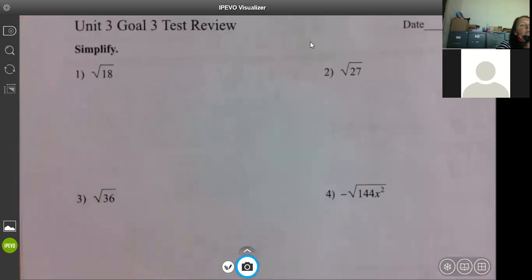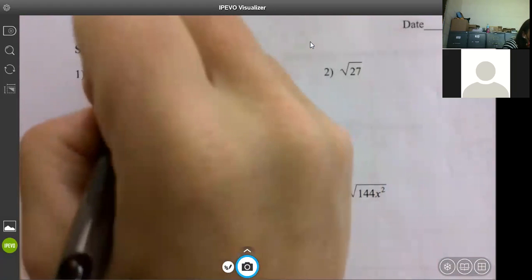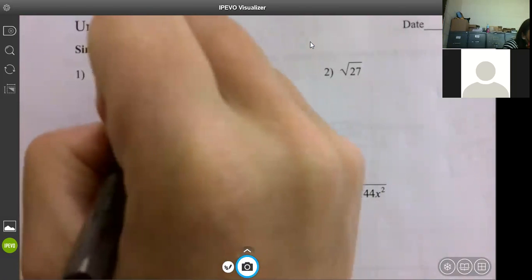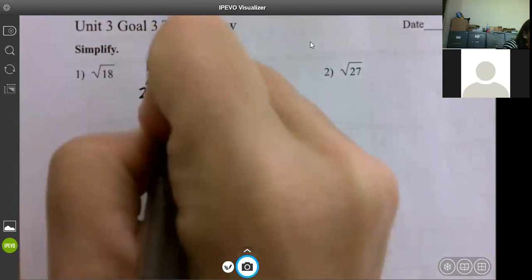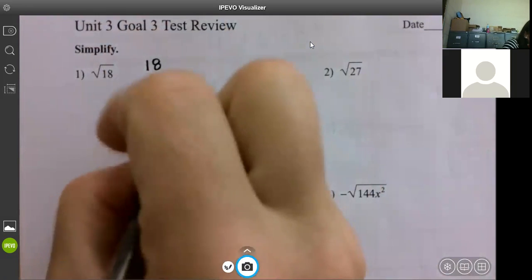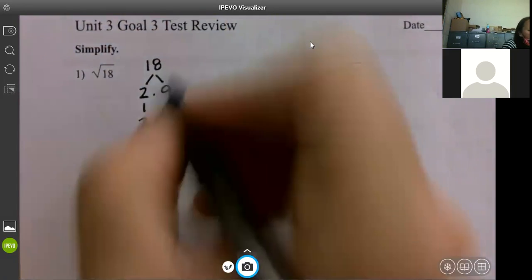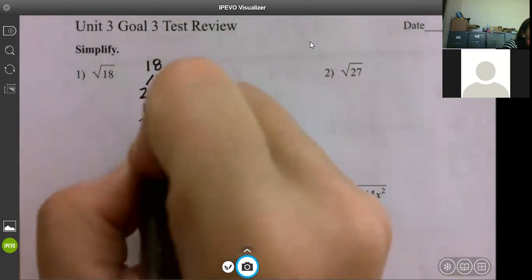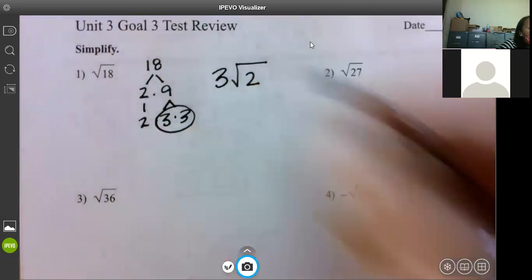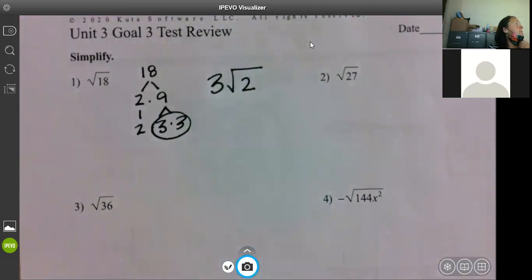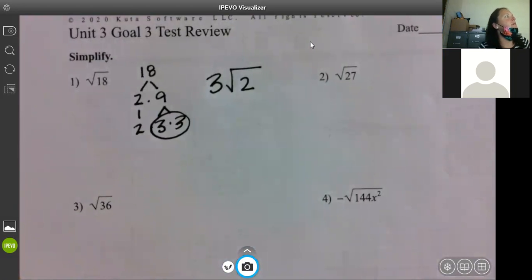All right, square root 18. Break down 18. What are my factors? 2 and 9. 2 will not break down. 9 will break into 3 times 3. We do have a pair, so we circle that. That comes to the outside. What we did not circle stays on the inside. That's it. Okay. You're going to see some ones that you haven't seen yet, but they're really easy as well.